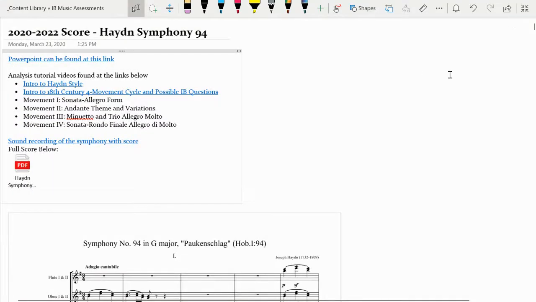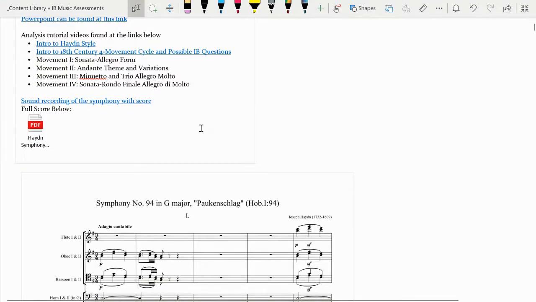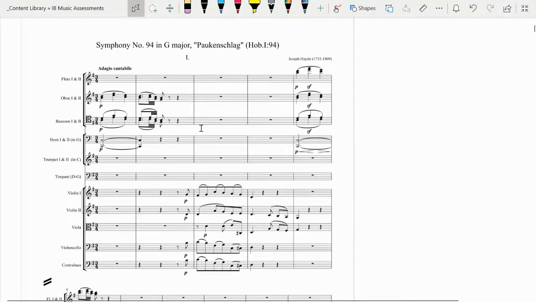Okay, so this is the video on movement 1 specifically. We're going to go through the actual score a little bit and talk more specifically about some of the things that you could be referencing in terms of specific measure numbers.